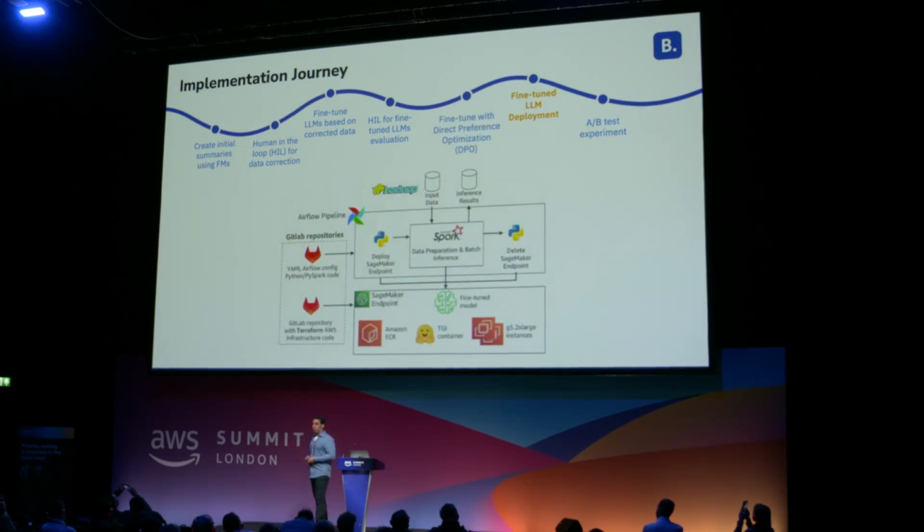Eventually, we created an infrastructure to deploy the model so we can run it on a daily basis over all of our properties. We have around 3 million properties that we generate summaries for. And the process is like that.